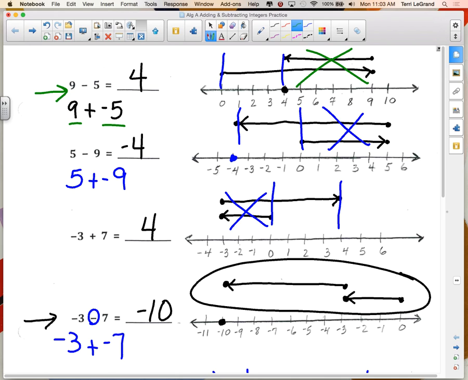It should make sense. Anybody have anything that's still unclear to them on this? Okay, then we're going to start the homework.